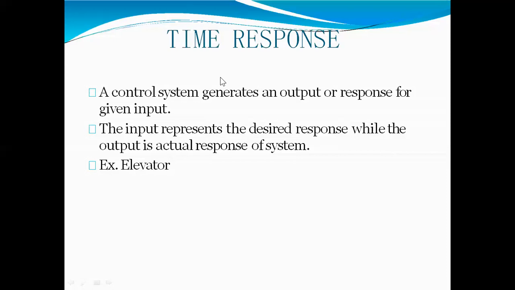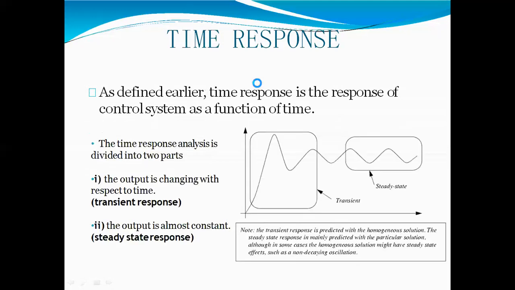So therefore, this is how we go for representing our time response. Then how do you define the time response with respect to graphical representation? What we have defined earlier is that time response is the response of the control system as a function of time. You have seen in signals and systems that all the signals vary with respect to time t. Same thing here. But this time response is divided into two parts. The first part is called the transient response, and the second part is called the steady state response.